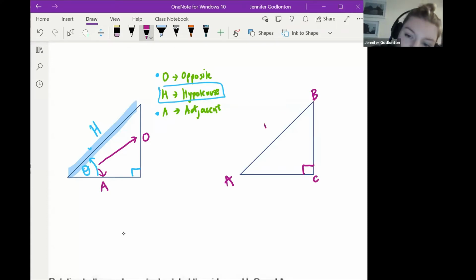Good. Okay. So we don't have to have an angle even to know what our hypotenuse is. Our hypotenuse is always our hypotenuse. And now I'm going to put theta up there. And I want to know if theta is by B, then which side is my adjacent?